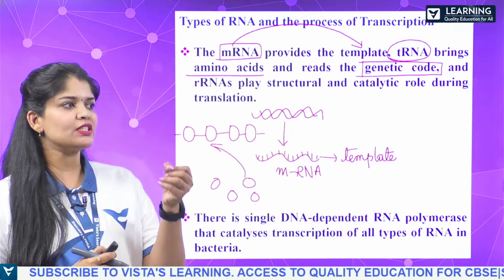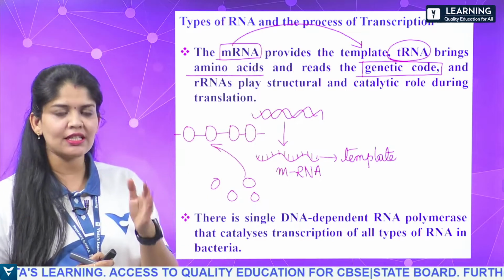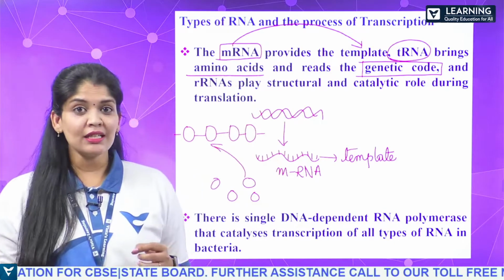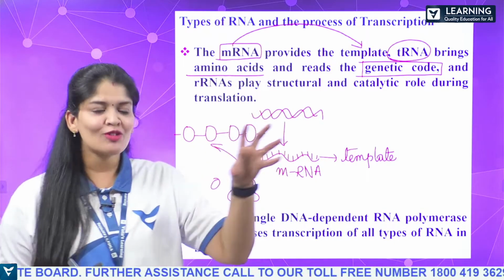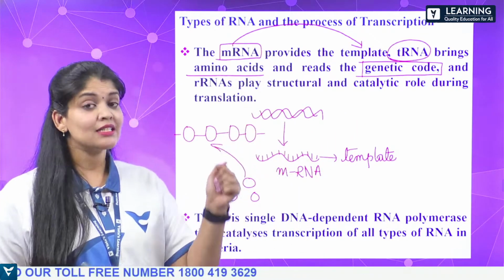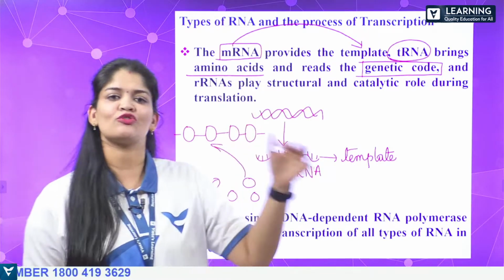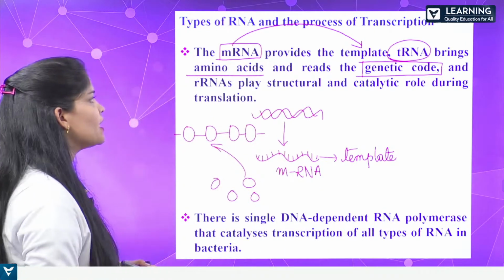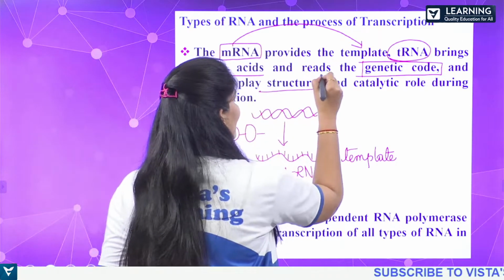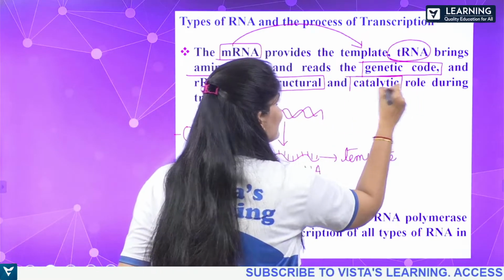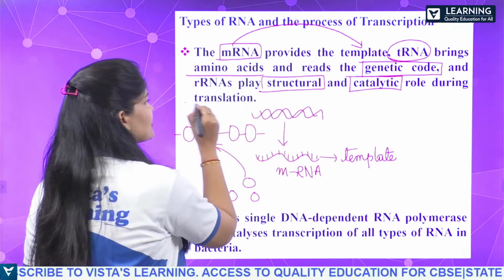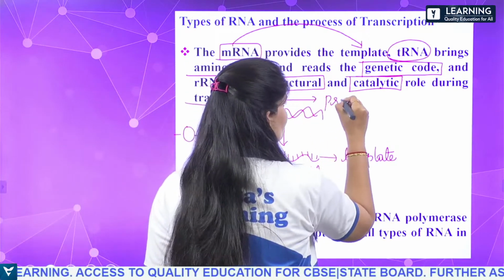And we know that if even a single amino acid is changed, it is going to show its impact on the structure of the protein itself. That means the codon will have the capacity to decide which amino acids have to be placed in order to form the sequence of the amino acids, and that sequence in turn decides the structure of the protein. Now, finally, ribosomal RNA, which plays a structural as well as functional role, and that function is acting as a catalytic role during translation. And translation is nothing but protein synthesis.